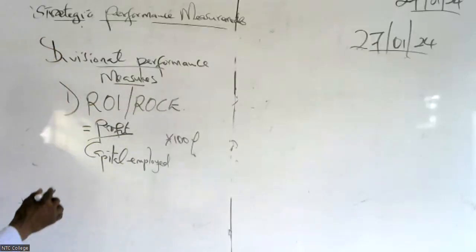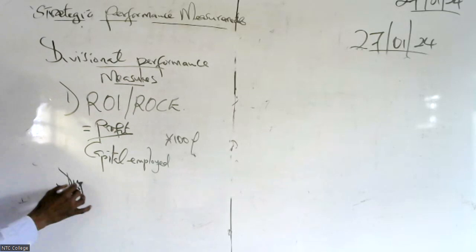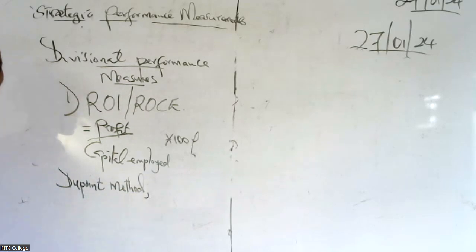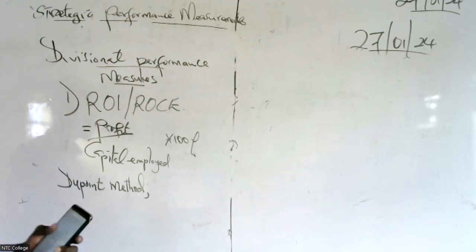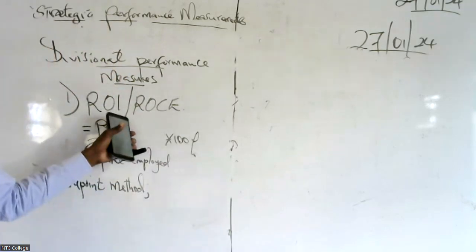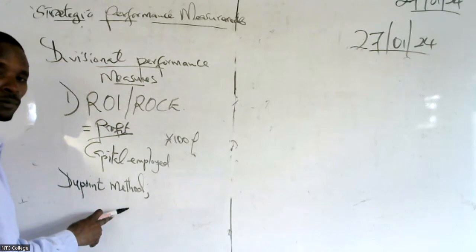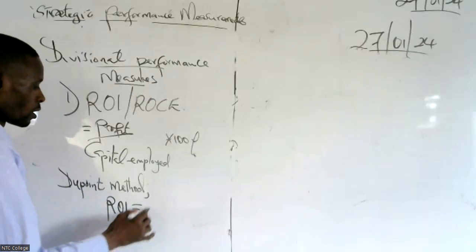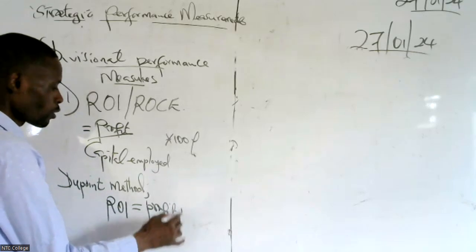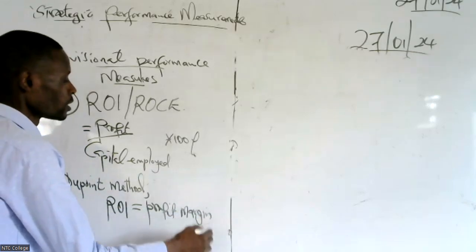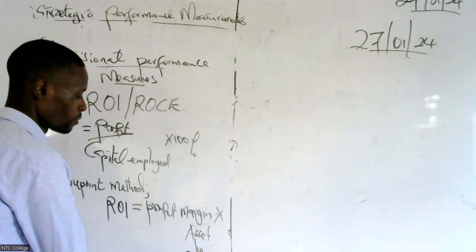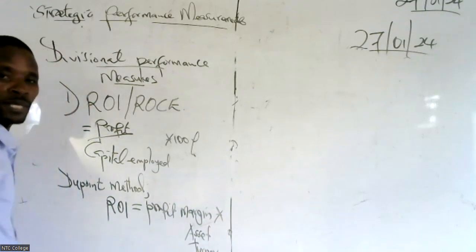Now, my good students, sometimes the examiner may tell you to use the DuPont method. Evaluate the performance of the company based on return on investment, but using this method of DuPont. So that means return on investment will be equal to profit margin times asset turnover.